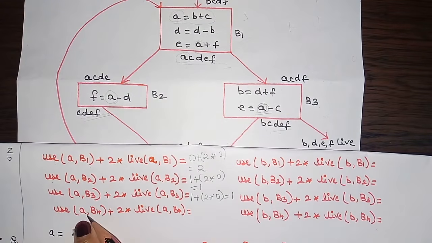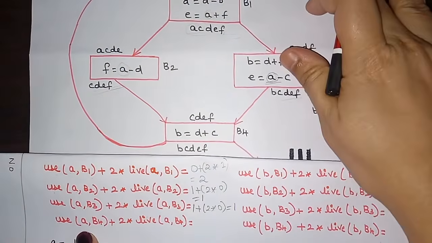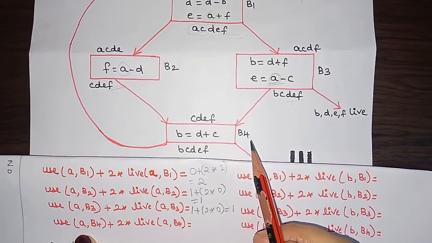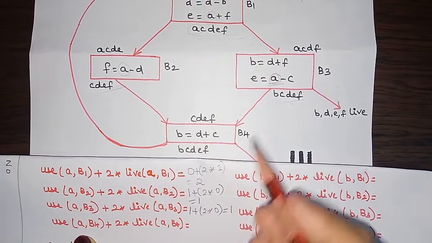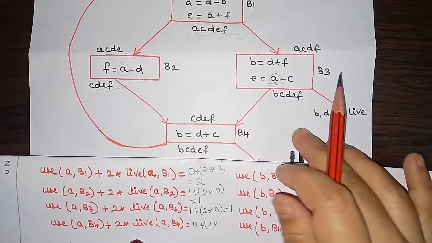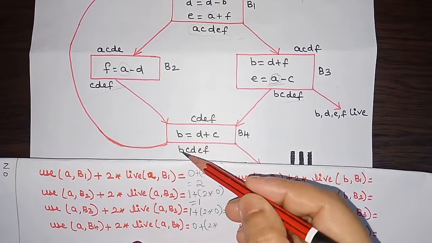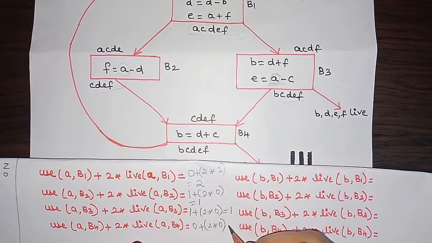Then coming to a comma b4, that is, we have to check in block 4 for a. In block 4 we don't have a use of a, and it is 0 here. After that we have to check for liveness of a comma b4. At the end of b4, a is not live, right? So the value will be 0 again, and finally the result will be 0.